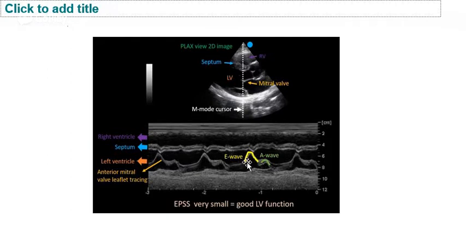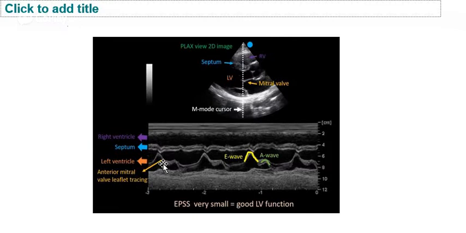the E wave height is reduced, and we can easily see a distance between the interventricular septum and the tip of the E wave. So this is called the E point septal separation. Okay, so E point septal separation is nothing but the distance at the end of the diastole between the interventricular septum and the tip of the E wave. So if EPSS is very small, it is suggestive of very good LV function.